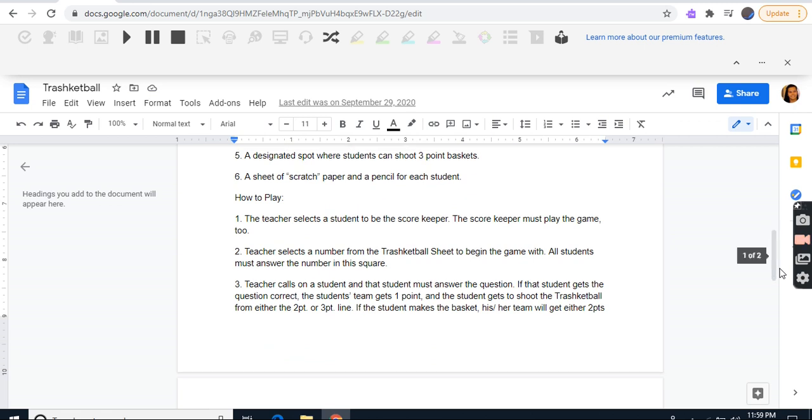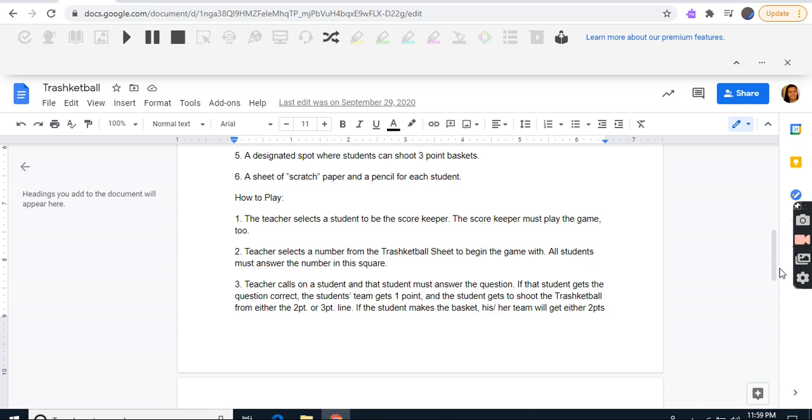How to play. The teacher selects a student to be the scorekeeper. The scorekeeper must play the game too. The teacher selects a number from the trash ball sheet to begin the game with and play. All students must answer the number in a square. The teacher calls on a student, and that student must answer the question.